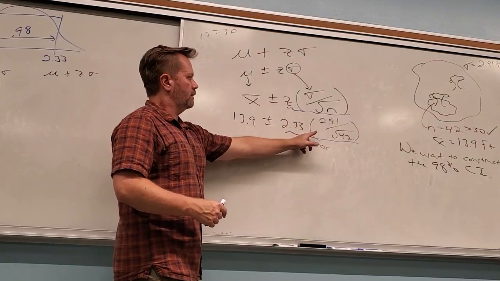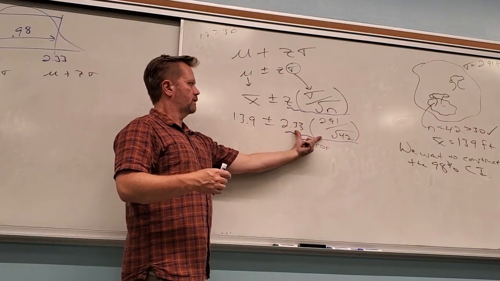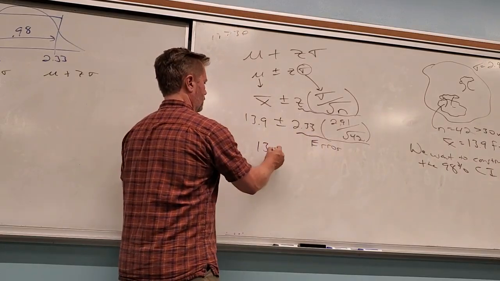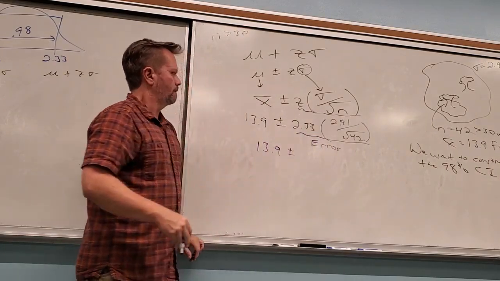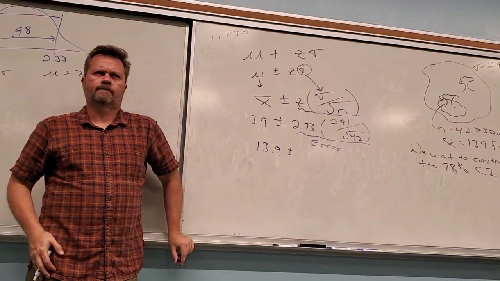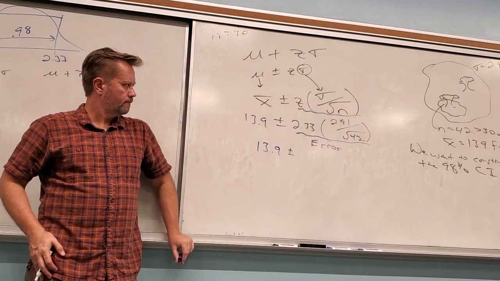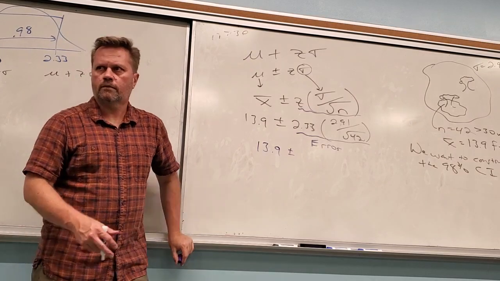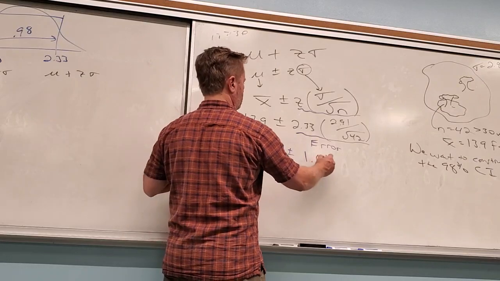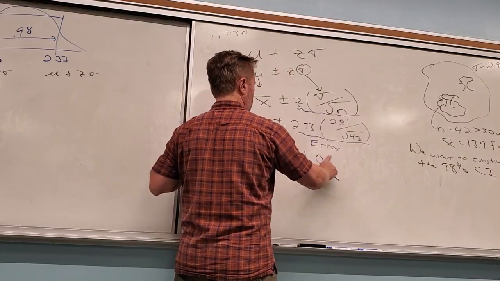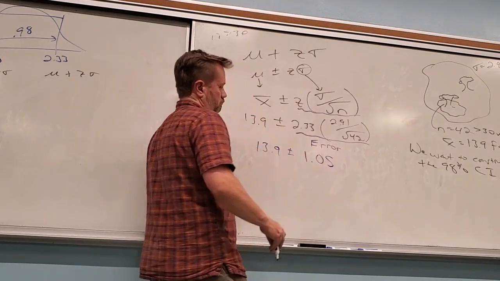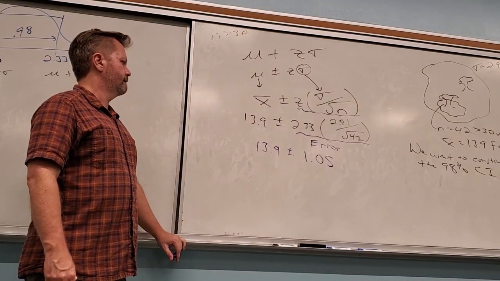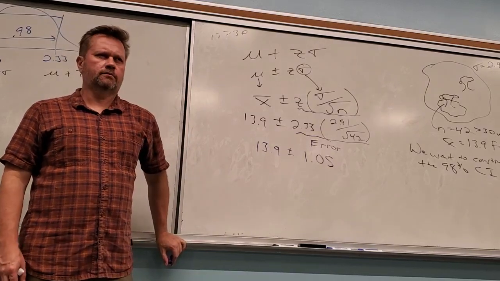So I would calculate this part first. What is this if you plug this into your calculator? What do you get? 1.04? Or 1.05 if you round it. 1.05? Okay. Let's see. I think I agree. Yeah, okay. Does that look good?